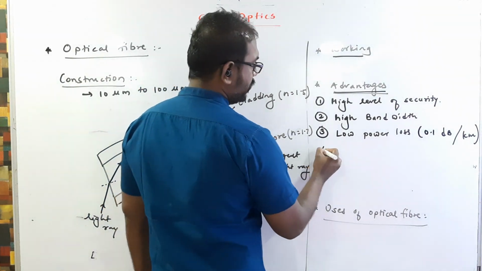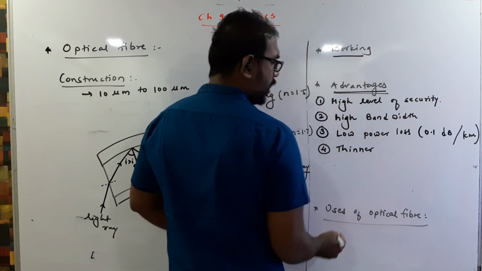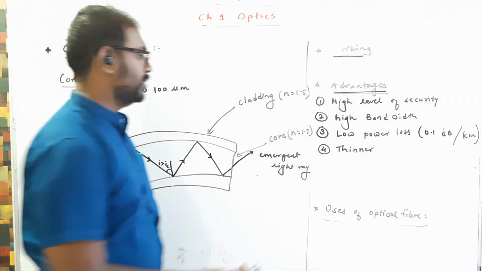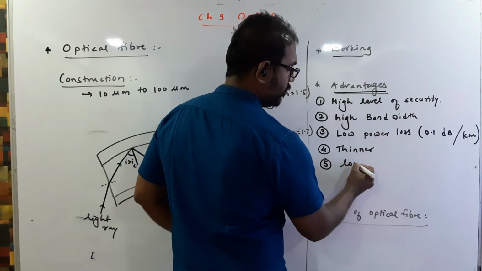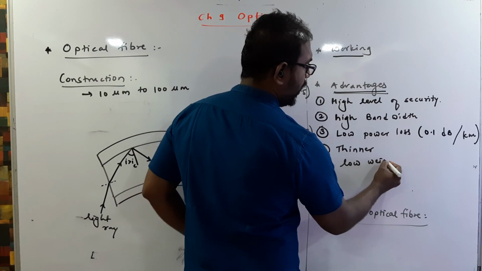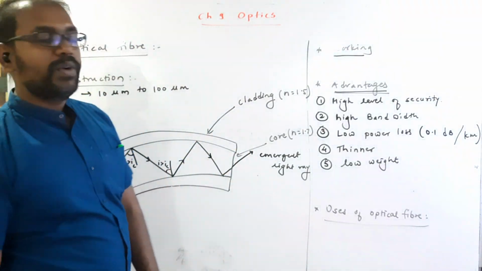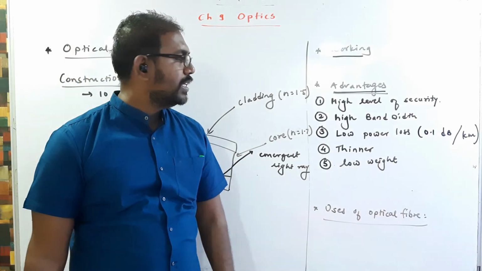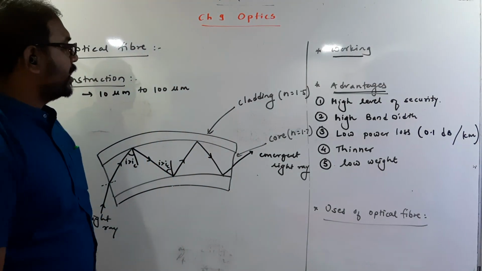Now the fourth one, it is thinner. It is very thin, you know how small a diameter the optical fiber has. Now the fifth one is low weight. Its weight is very less as compared to any copper wire. So it is thinner, low weight. These are also advantages of this optical fiber.